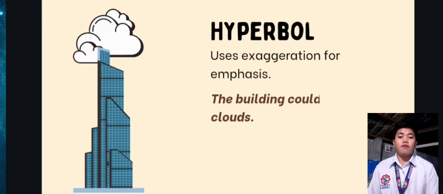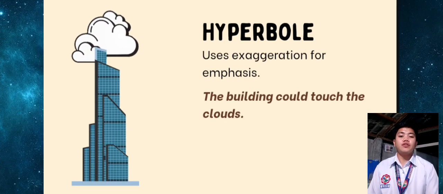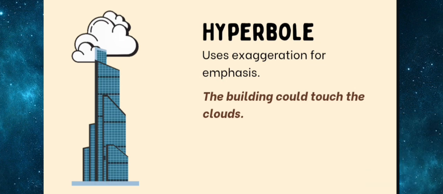The last type of figurative language that we're going to discuss is the hyperbole. Hyperbole is the use of exaggeration to give emphasis. The given example here is: the building could touch the clouds. It doesn't necessarily mean that the building could really touch the clouds, because as we all know, before it reaches the clouds, it will definitely collapse. This sentence just uses exaggeration to say that the building is really tall.